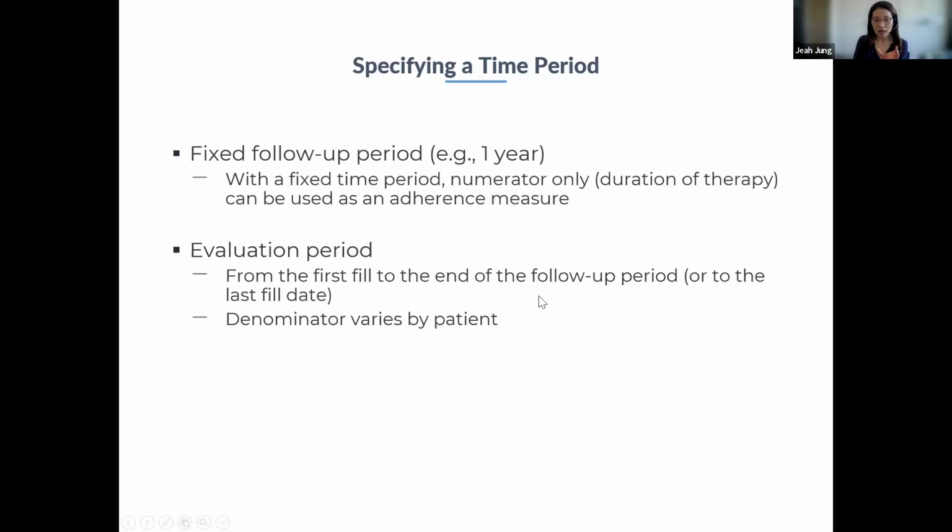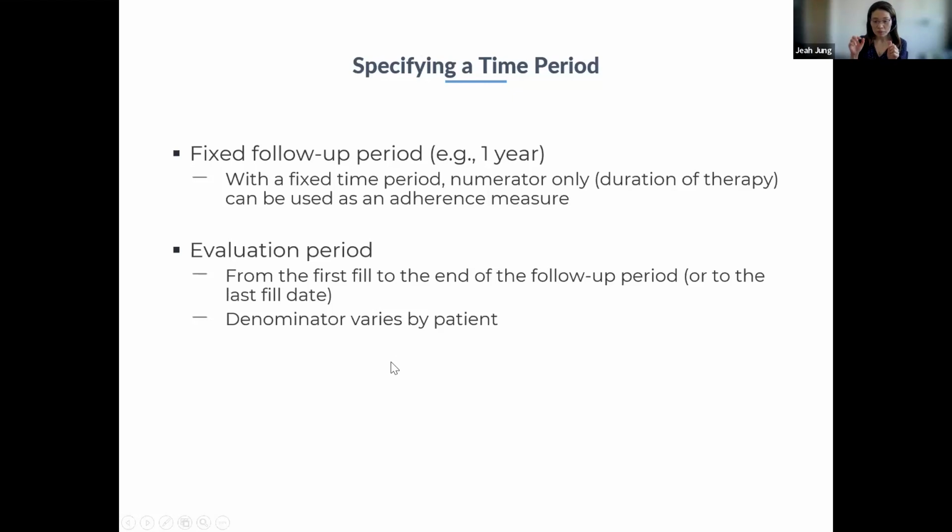So then you just count from April 1st to the end of 2007, to the end of your follow-up period. Now, in this case, the denominator will be different across patients. For a beneficiary who had first fill on July 1st, you follow that beneficiary only from July 1st to the end of the year, December 31st, right?